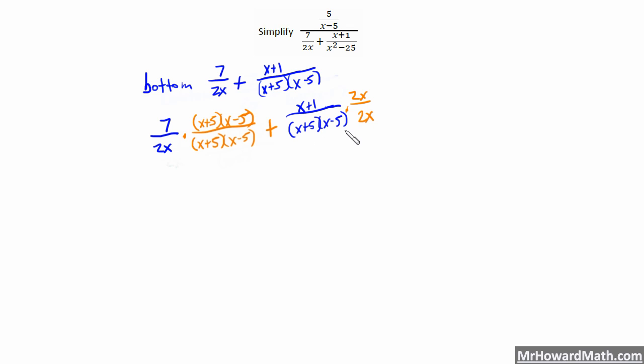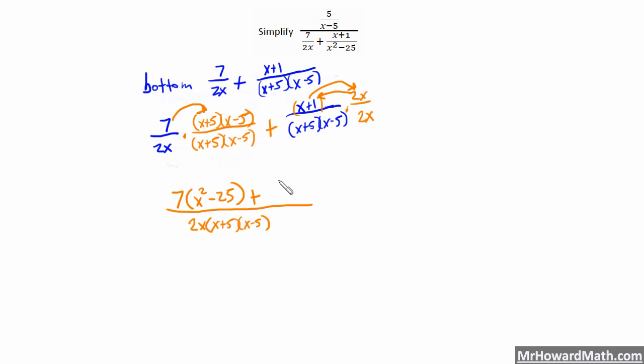Okay, in both cases. So that gives me a common denominator on the bottom of 2x, x plus 5, x minus 5. Now I just multiply this times this, and this times this. This is one quantity, so I'll have to actually distribute that 2x in twice. To make this easier, and you'll see why in a minute, I'm going to convert this x plus 5, x minus 5 back to what it was originally, this x squared minus 25. So that would give me 7 times x squared minus 25. That's just this part right here.